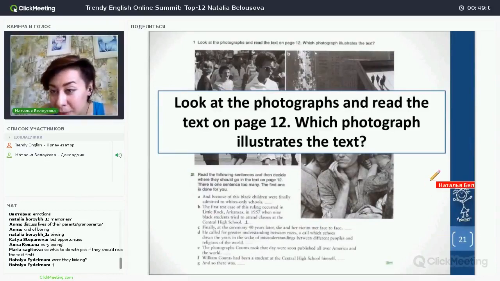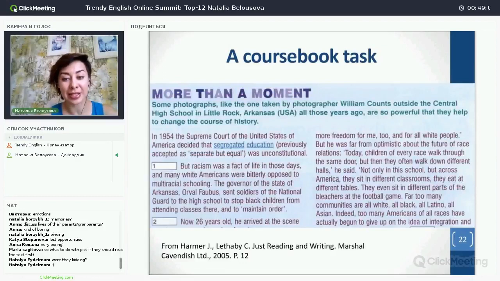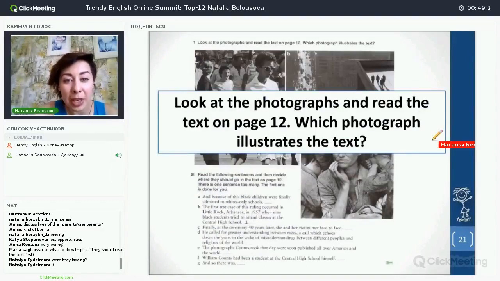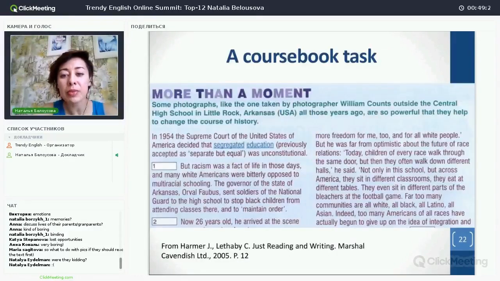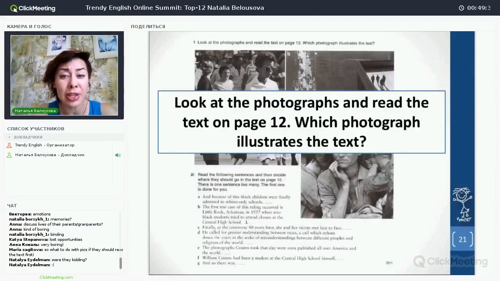If you look here, there's an amazing text on the next page, which is called More Than a Moment. It's a very good text. It's very dense information-wise, and there are a lot of interesting facts about the social situation in the United States in the 50s, with segregated education and everything. Picture A is in the focus, and there are fantastic real-life pictures and very good lexis that you could exploit in the text. But if you just look here, the pictures are not exploited at all.